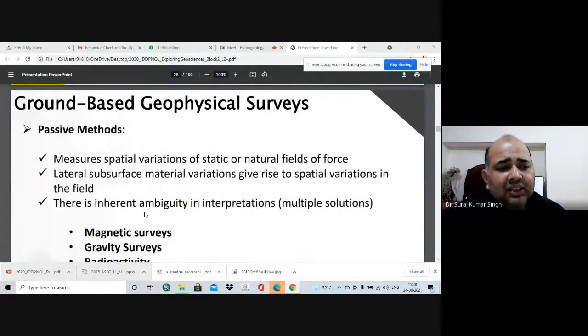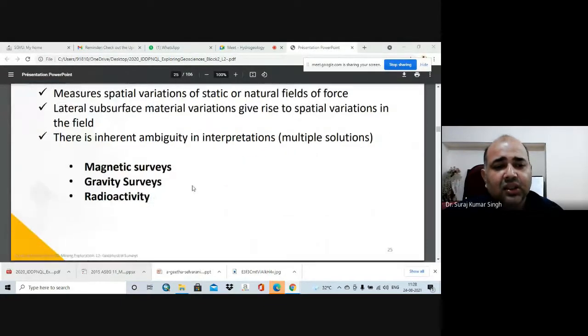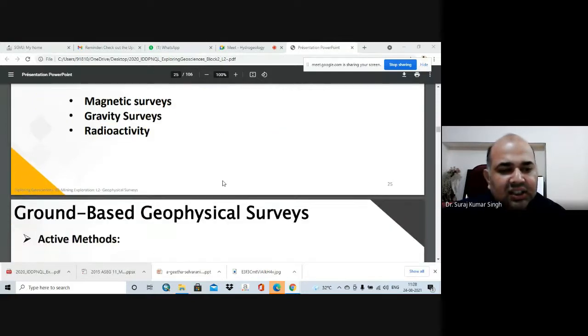So lastly, when you're going for the passive methods, that measures the spatial variation of static and natural fields of force, lateral subsurface material variation that gives rise to spatial variation, and finally you'll be using all these methods, whether that is magnetic, gravity, or radioactive, in that area.